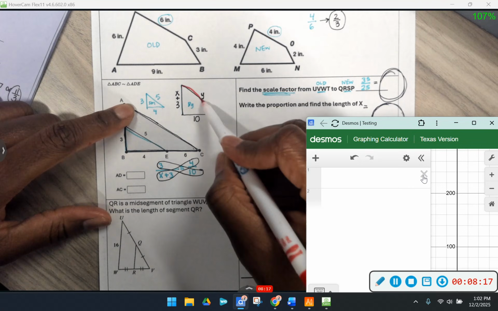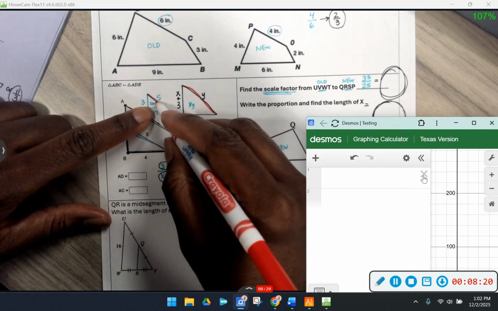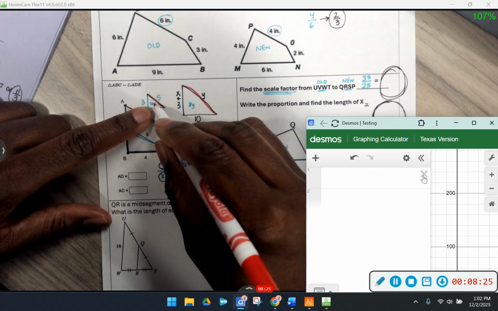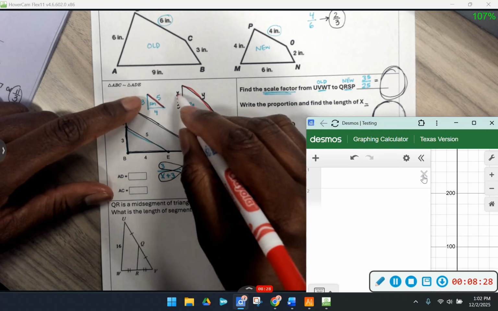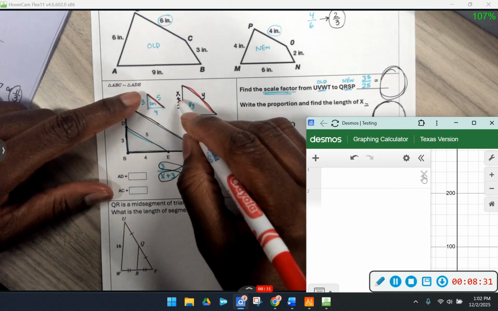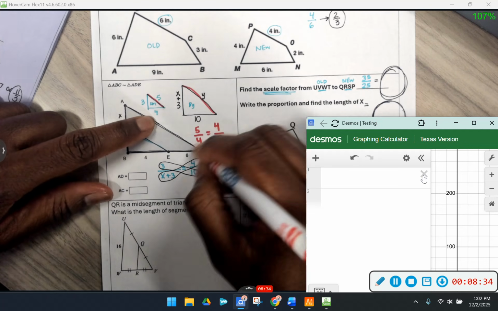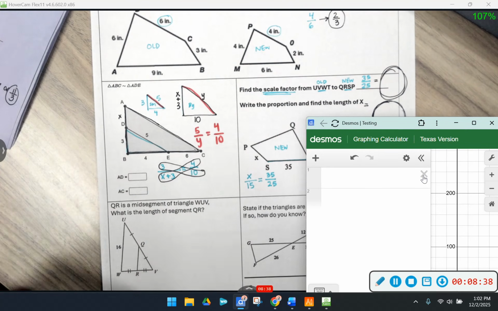So Y corresponds to this 5 side right here. So I'm keeping it small over big. So 5 over Y equals, well, I don't want to use this side because this side was an unknown side. I'm going to use 4 over 10 again. 4 over 10. And then I'm solving by cross multiplying both of those sides and solving for X.